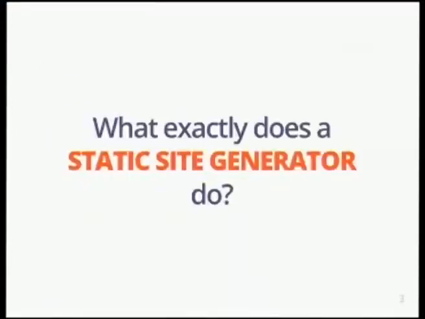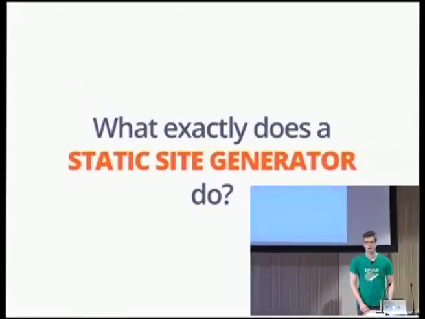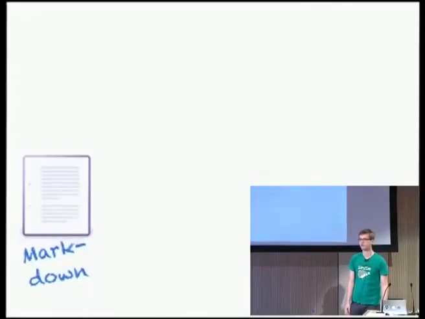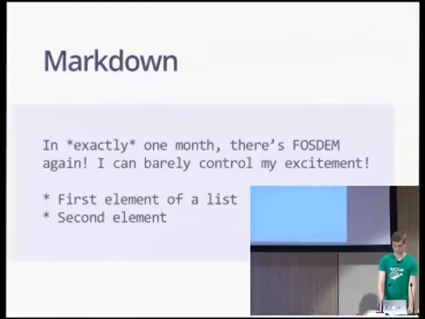So I know that many of you, or at least a few, have already used static site generators. But for those who don't, I'm going to give a quick overview of what a static site generator does. So when I write content for my website, I prefer to write it in Markdown. And Markdown is a file format which is basically plain text. And it looks like this. So that's one paragraph followed by a list. And in that paragraph, there's an emphasized word.